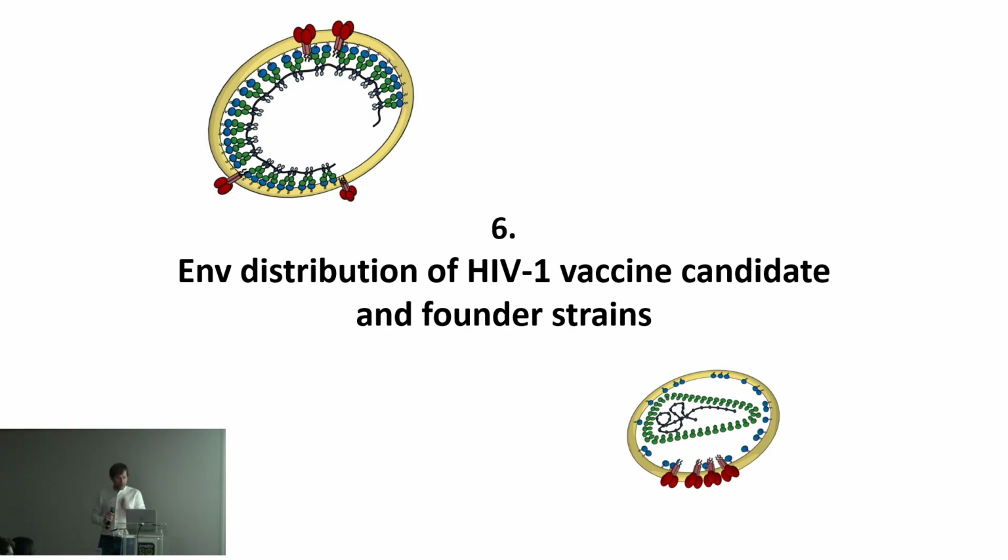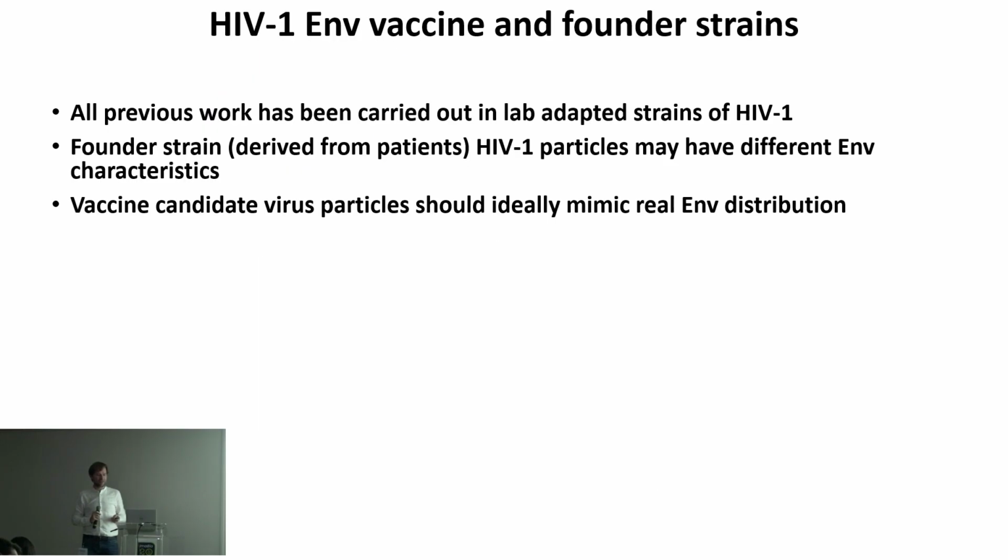So I am going to finish off with some preliminary studies of ENV distribution, revisiting the ENV distribution that I did almost 12 years ago, but this time to look at the vaccine candidate and the founder strains. All previous work has been carried out with the so-called lab-adapted strains of HIV. And those, whether infectious or not infectious, are still model systems which may not reflect the reality, which are the viruses that circulate in patients.